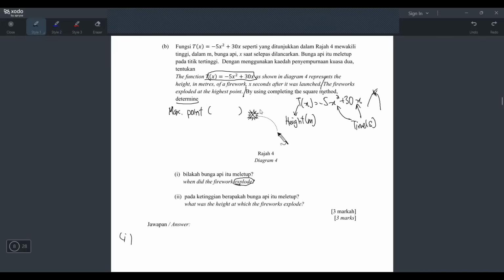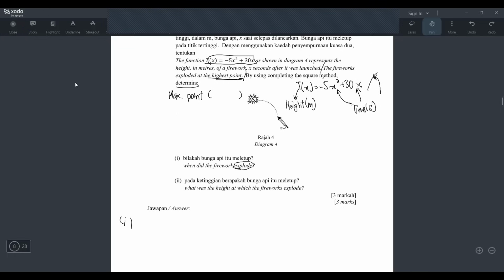When it explodes, it will explode at the maximum point, because they already said it will explode at the highest point. So I need to find the highest point first, which is the maximum point, and then take the x coordinate. The x coordinate would be the answer, not the y coordinate, because the y coordinate is the height. They are not asking height, they're asking when, which means time. So the x coordinate of the turning point will be your answer.